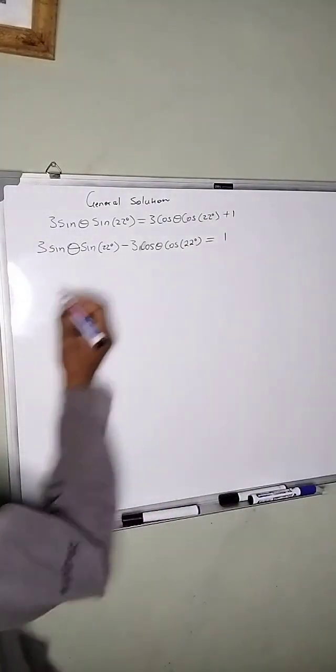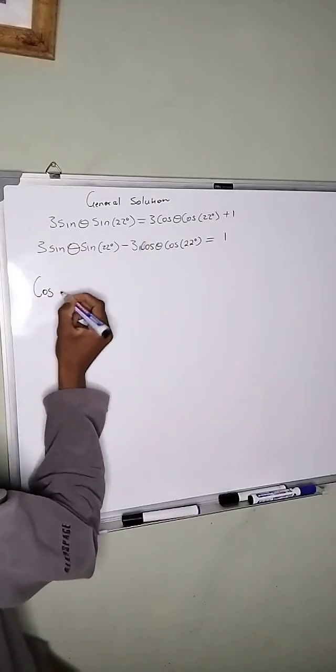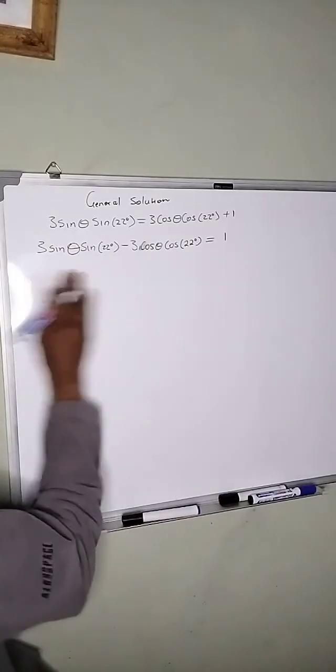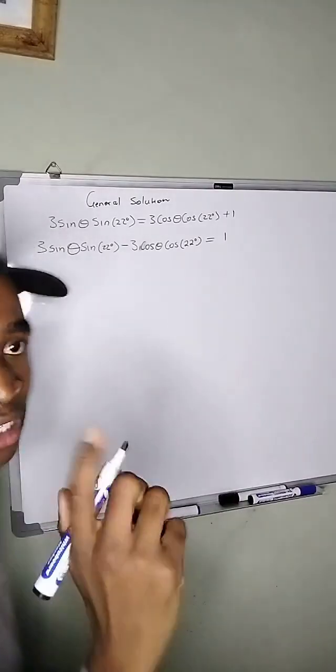So, like we have the first compound angle for cos. Okay, I want to show you the difference.